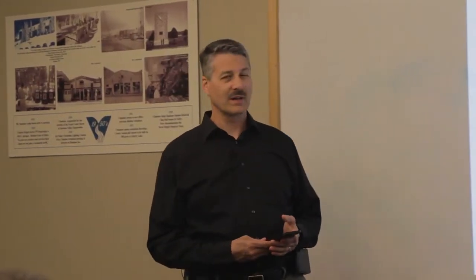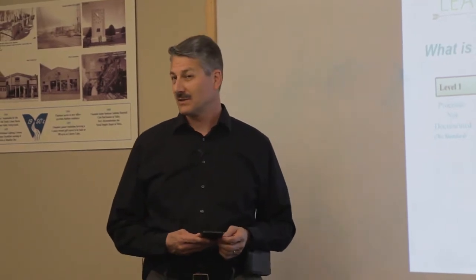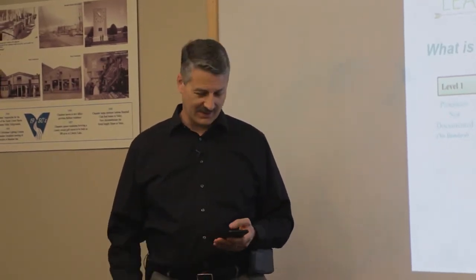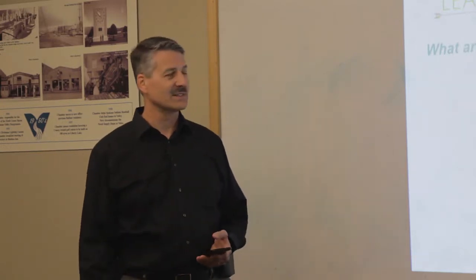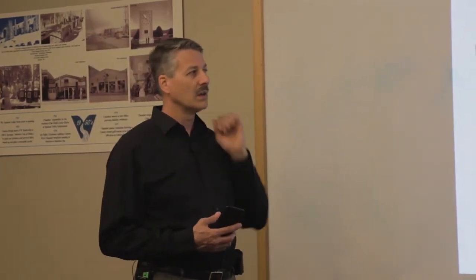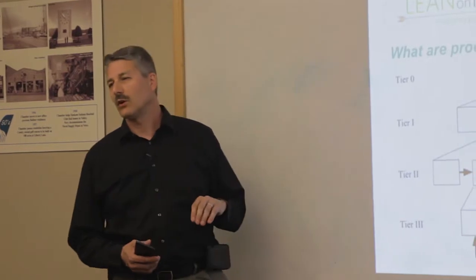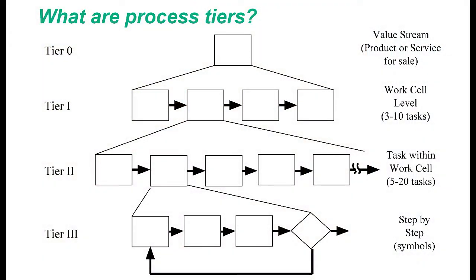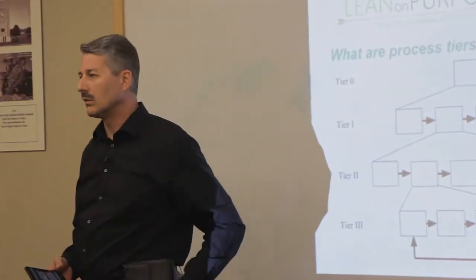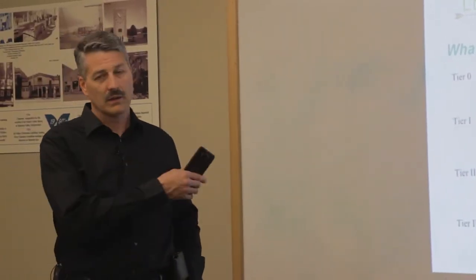All right, so we've talked about process, we've talked about process elements, we've talked about process maturity, and we're going to talk about process tiers. So I'll just go right into it. You've probably heard people talk about tier 0, tier 1, tier 2, tier 3 type of thing. My definition of tier 0 is kind of the top level value stream, or you could say it's the product or service that you have for sale.